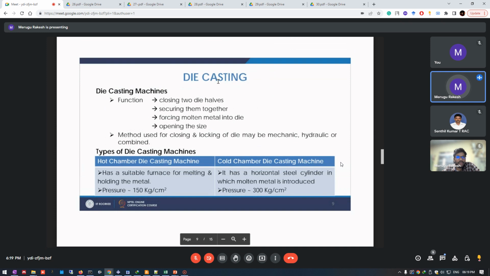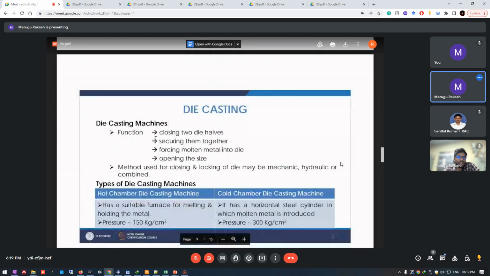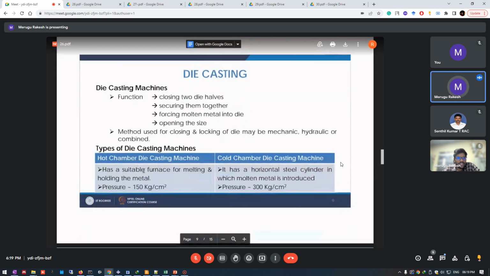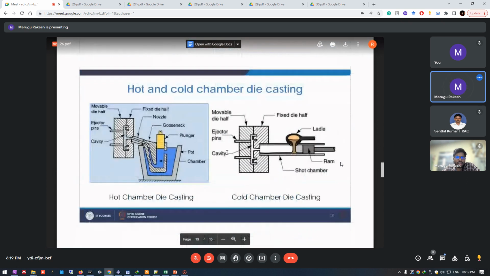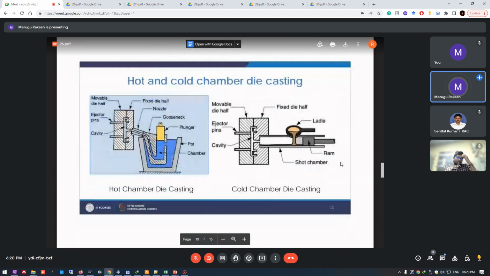Then comes the die casting. So this is pressure die casting. This is only die castings. Let me discuss types of die casting machines, the hot chamber and cold chamber. See the pressure in hot chamber, which is 150 kgs, and in cold chamber it is 300. So in cold chamber it is too high. Now let us see the structure of hot and cold chamber die castings.